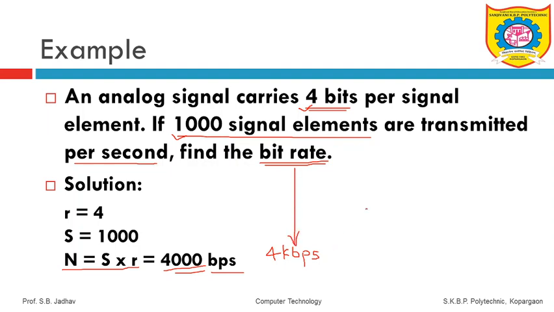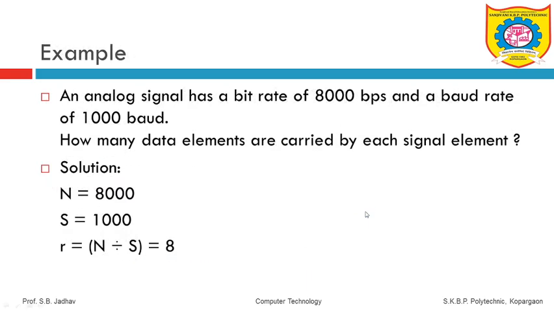4 kbps is the bit rate for the given problem. So this is how we can calculate the bit rate if the baud rate is given, and the baud rate if the bit rate is given. Let us see another example. An analog signal has a bit rate of 8000 bits per second. So here the bit rate is given and the baud rate is also given, 1000 bauds.